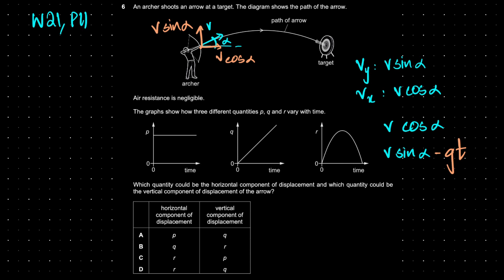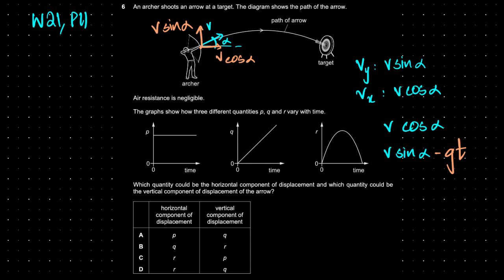So let's think about this in terms of displacements, right? The horizontal velocity is fixed, which is V cos alpha. So this means that if your velocity is fixed, the horizontal displacement would be increasing by a constant amount every second, which corresponds to option Q.